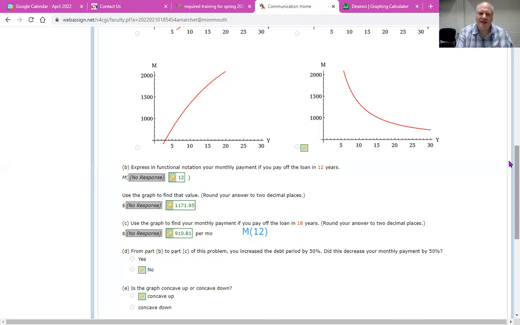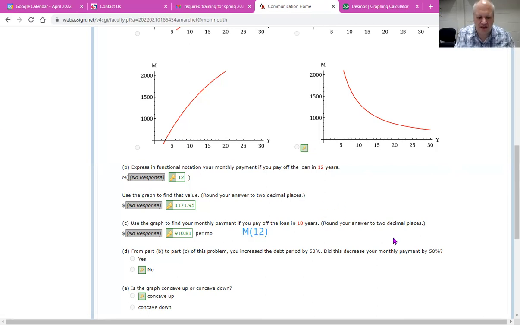Like, you could also go in the other direction. Say, well, what if I pay it off in half the time, in 6 months? If I pay it off in half the time, will I have to pay double? No, you won't. So that's the idea that they're trying to say there. That's why the answer is no. Cold math will tell you that no, it's not 50%. It is 910. 910 is not half of 1171.